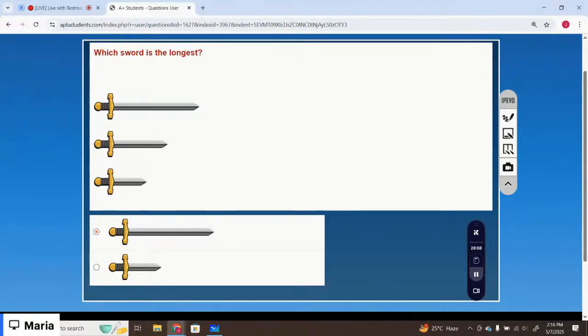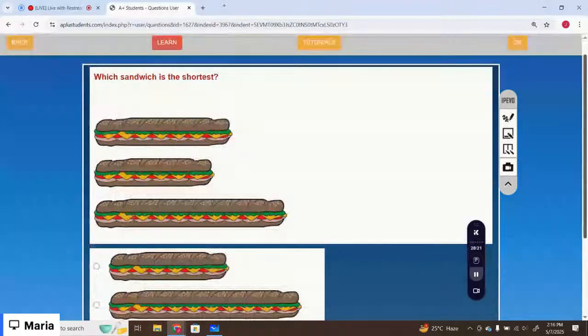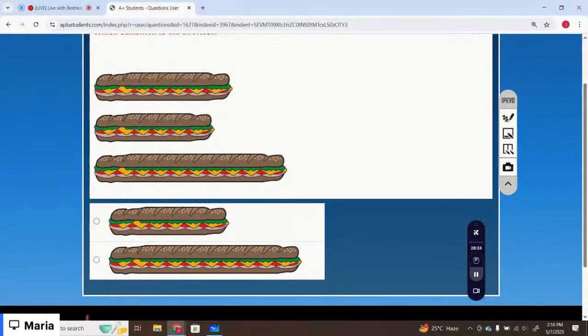You need to find the length of the longest. Which sandwich is the shortest? So which is the correct option? Option number one is the correct option. That is the shortest sandwich.